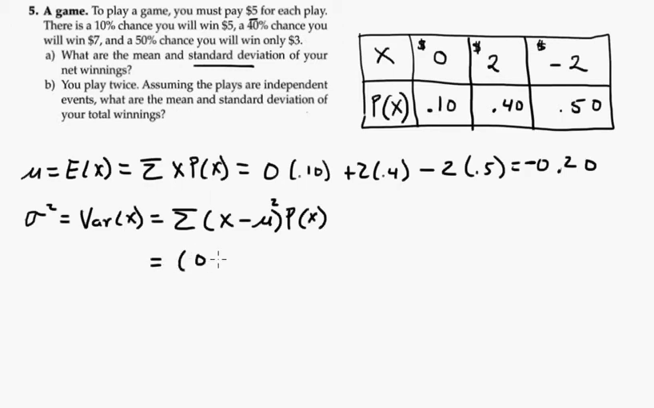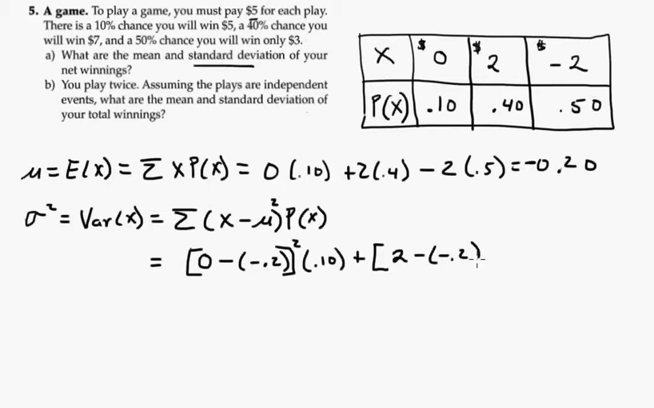So it would be 0, oops, it's going to be 0 minus a negative 0.2. So be careful. And we're going to square that times 0.10 plus 2 minus a minus 0.2 squared times 0.4 plus -2 minus minus 0.2 squared times 0.50.